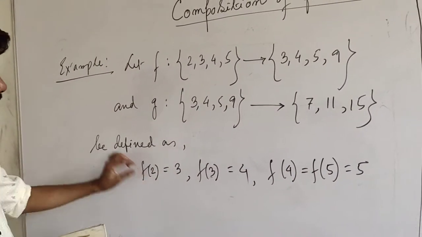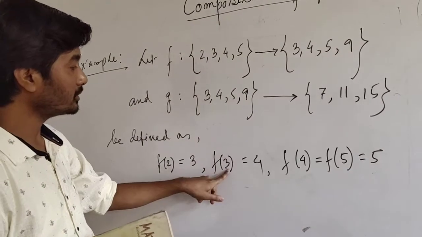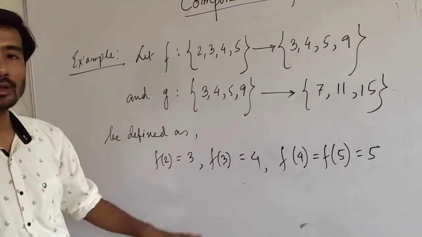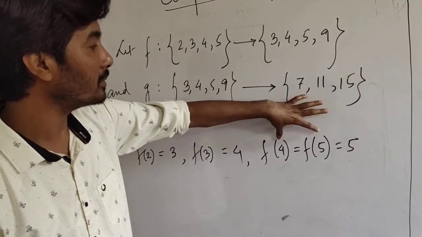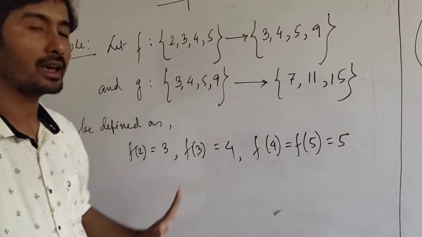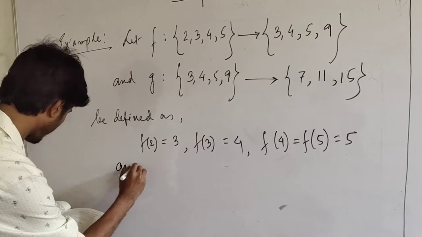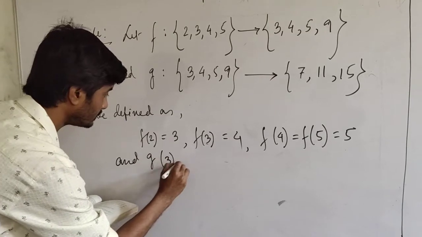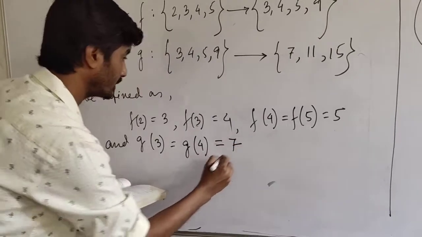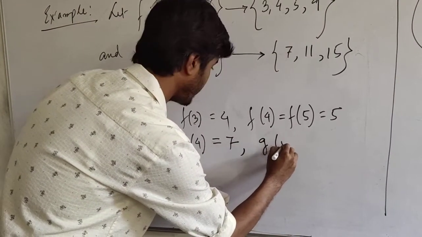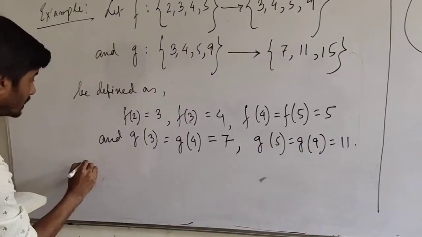We have seen that image of 2 under the function f is given as 3, image of 3 under the function f is given as 4, and these two elements 4 and 5 in the first set {2, 3, 4, 5} have the same image 5 under the function f. So this is the definition of f, and z is given as z(3) = z(4) = 7, z(5) = z(9) = 11.